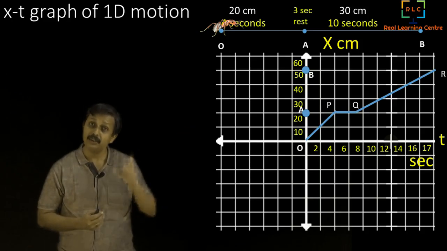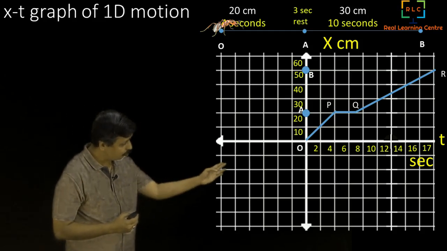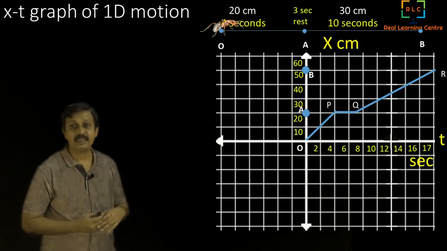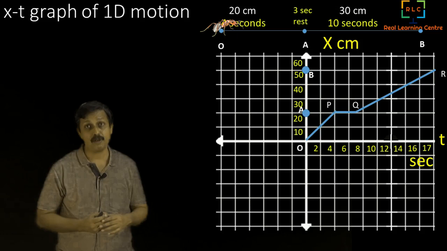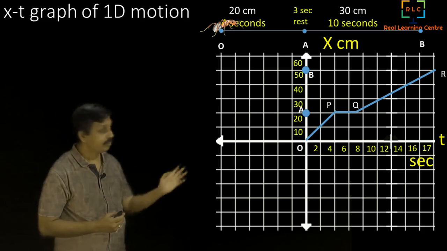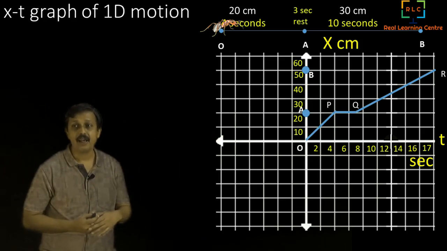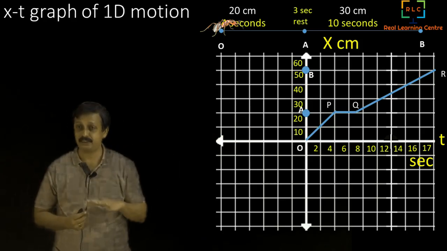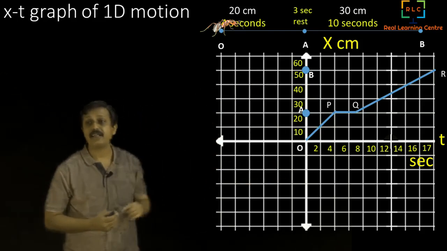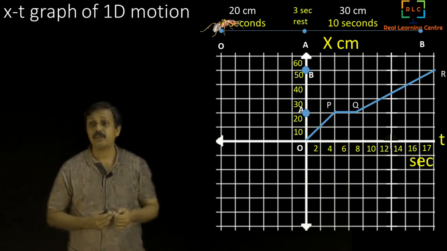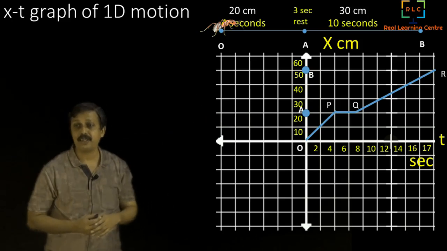Now, after another 3 seconds, which in this case means 1.5 units of time, it is still at the same point, 20 centimeters from the origin, from the beginning. So that I have marked as point Q. And after another 10 seconds, you count 10 from there and see where it has reached. It has reached 30 centimeters plus 20 centimeters, 50 centimeters away. So it is at 50. That is the point R.